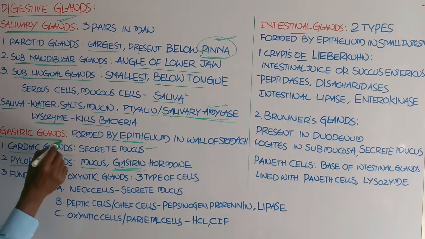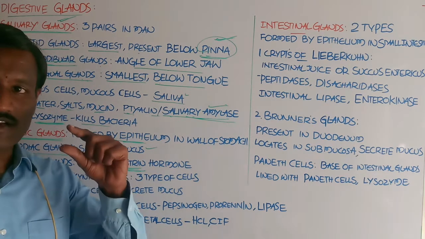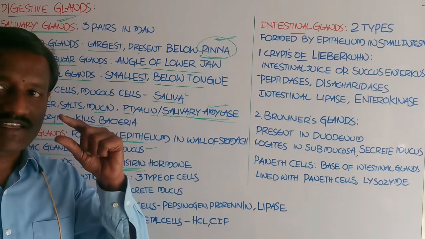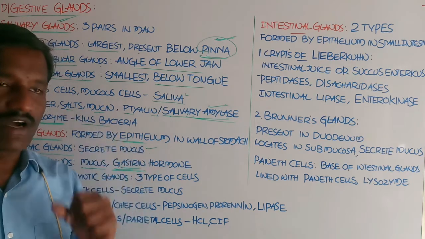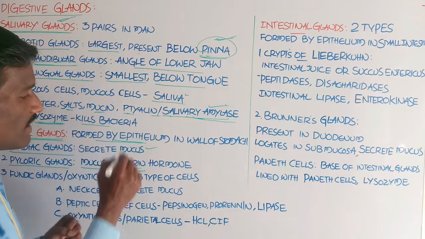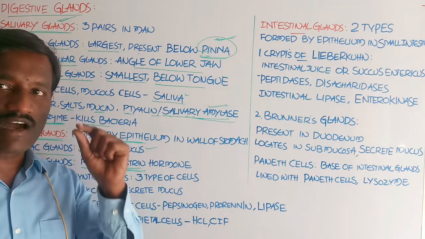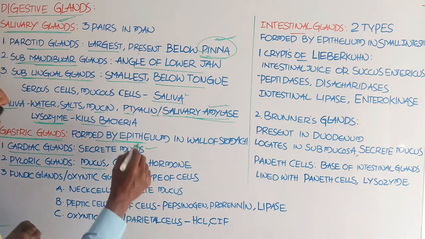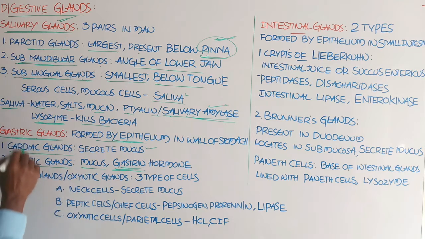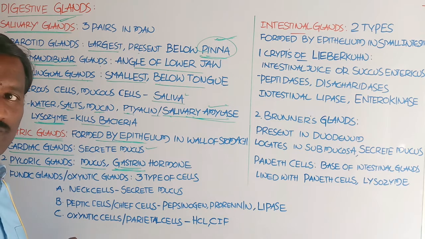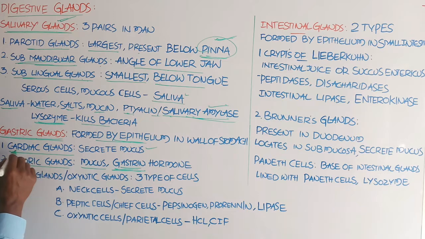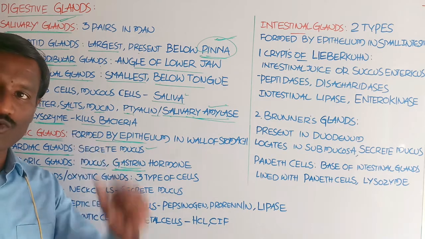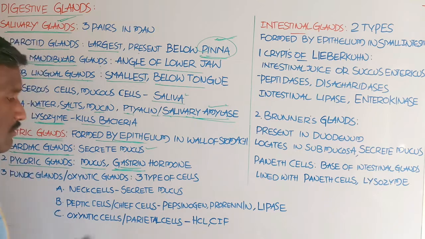Next, another one is the gastric glands. Gastric glands are present in the wall of the stomach and are formed by epithelium in the wall of the stomach. Three types of gastric glands are there in the stomach wall. The first one is the cardiac glands. Cardiac glands secrete mucus.